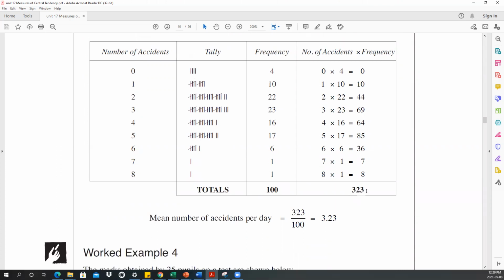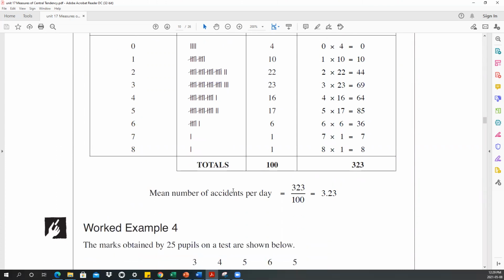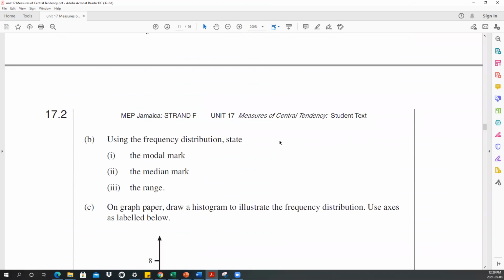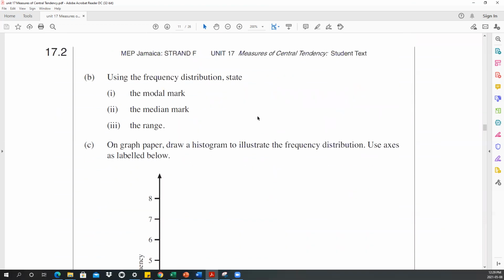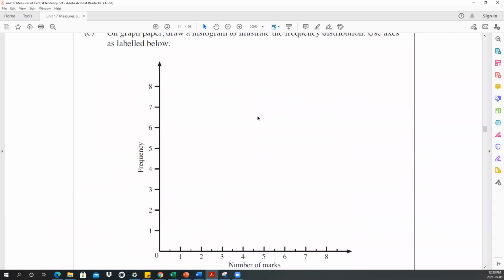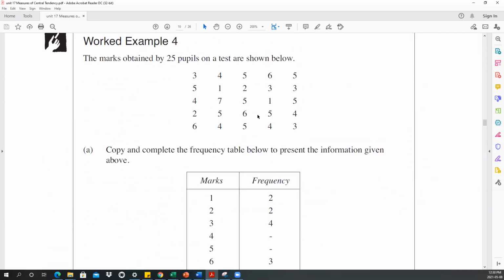So 323 is the total number of accidents, 323 divided by 100. And it's the same situation over and over, right? Let me give some more questions there. Let me see what this is.